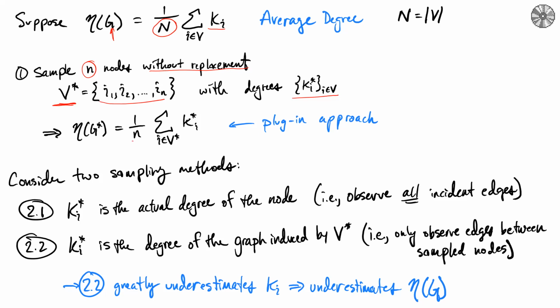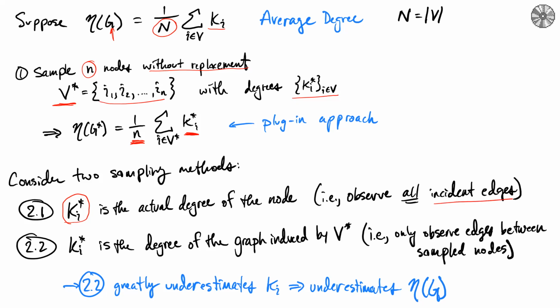And so then the plug-in method is to just plug in the degrees that we have, k star, and take the average of those over the little n samples that we have. And so the question is, when is this okay? We haven't really talked about how we sample. So here we're going to talk about two different ways of sampling. In the first case, this k_i star is the actual degree of the node in the original population. So if somehow when we observe that node, when we sample it, we can know how many edges it has, that means we actually get to observe every incident edge.